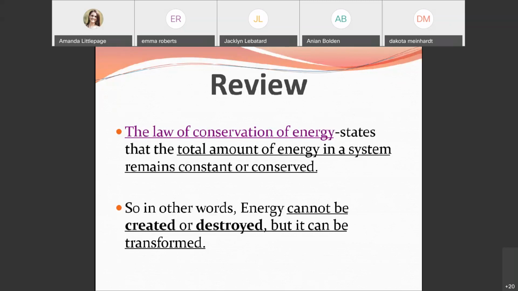Okay, so it is transformed, it can be changed and move from one object to another, but it is always conserved within a system. So let's go ahead and move on to the next slide now.